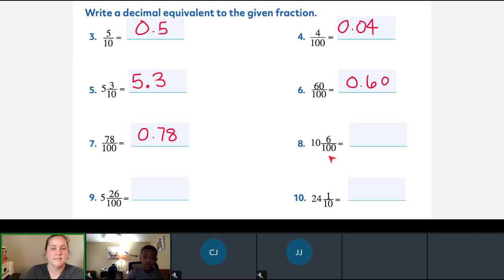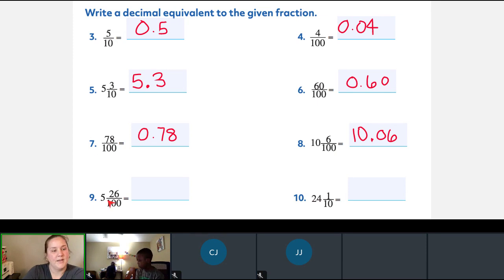Okay, number 8, we have a whole number again, so we know that's what we start with, that 10. Then we put our decimal, and we have a 6, but we need to put it in the hundreds place. So we've got to put a 0 first, and then our 6. So 10.06, because it's out of 100 and instead of 10. If it were 10, we wouldn't need to put that 0 there.